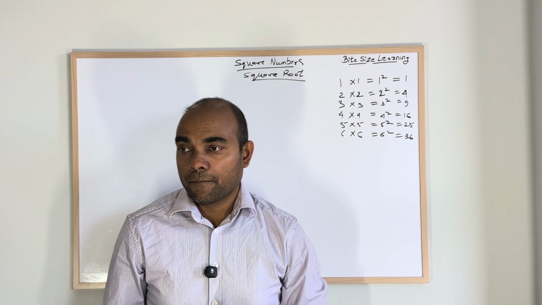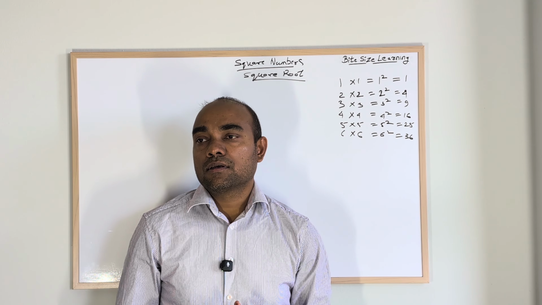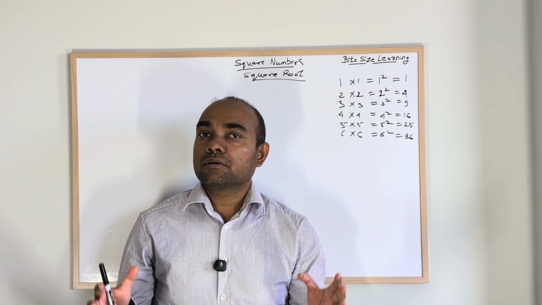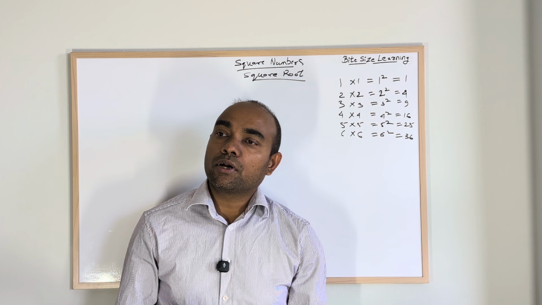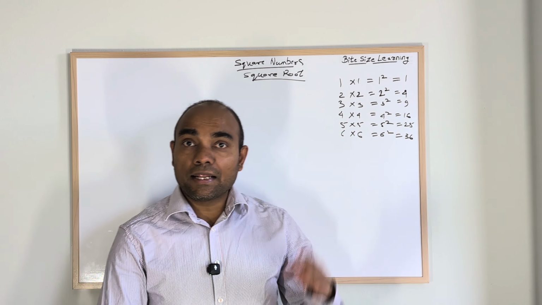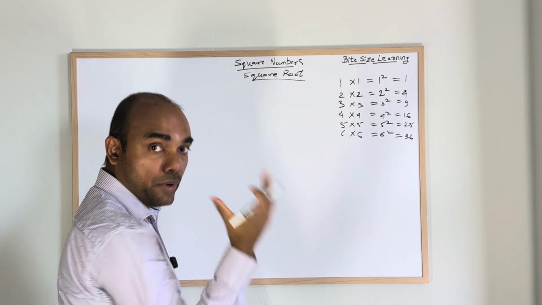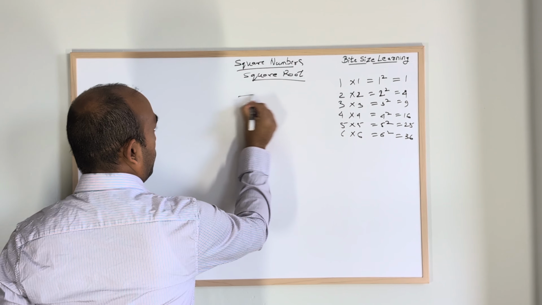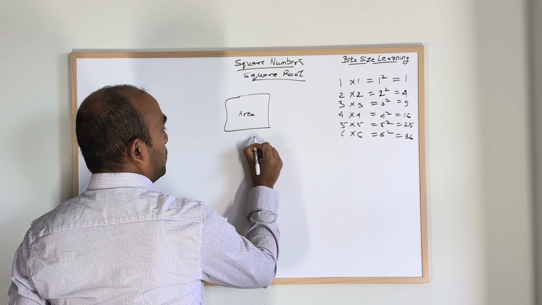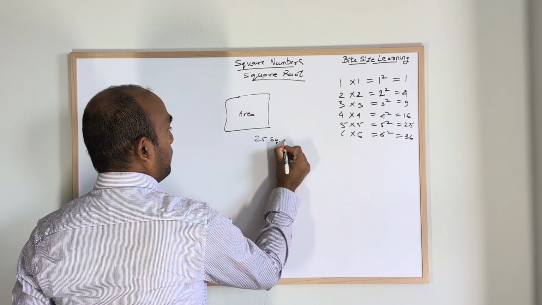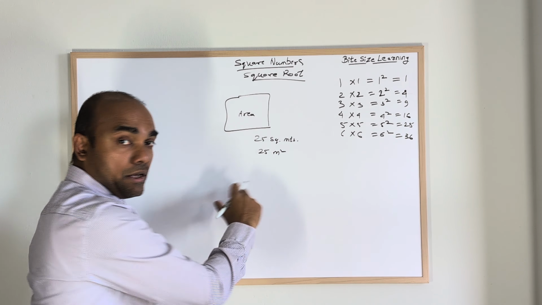What is a square root and where do you use it? Let's say somebody says this field is 25 square meters, the area of this field is 25 square meters. Now you want to find out the length of one side. At that point you need to use the square root to find the length of the field. The area is also denoted as 25 meters square. Both are correct.